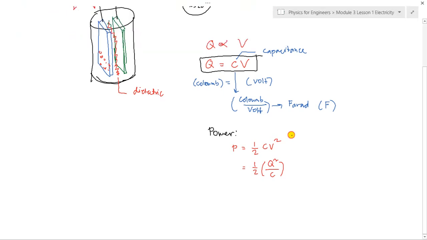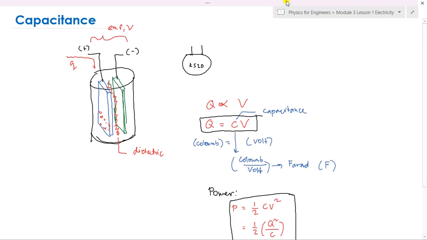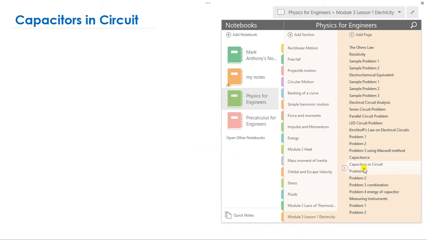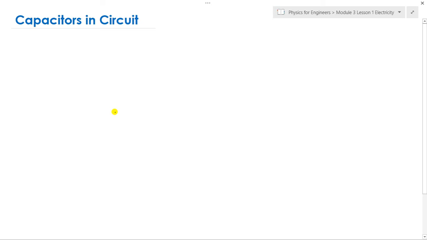So again, the governing principle for capacitance is that the charge is directly proportional to voltage, and the proportionality constant is the capacitance. The capacitance is a measurement for every material or every capacitor, so they have different capacitances. So these are what we will use: power and the relation between the voltage and the capacitance. Now for capacitors in a circuit, it is the same as with resistors, capacitors can be connected in series and in parallel.